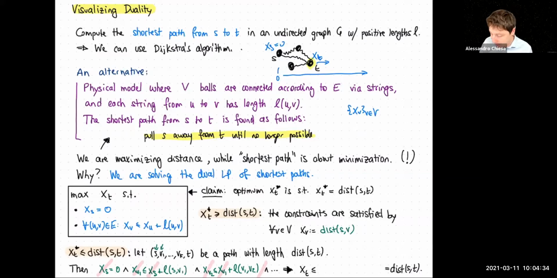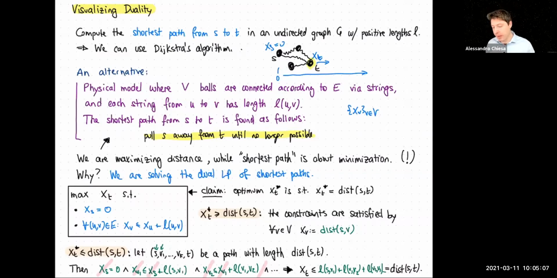Well, I will have L from S to V1 plus L from V1 to V2 plus L from V2 to V3 and so on and so forth, right? But what is that? That's just the length of the path that I have, which precisely equals the distance from S to T. So I've derived an upper bound. And since I derived an upper bound and a lower bound, I am able to conclude that the optimum is precisely this distance.